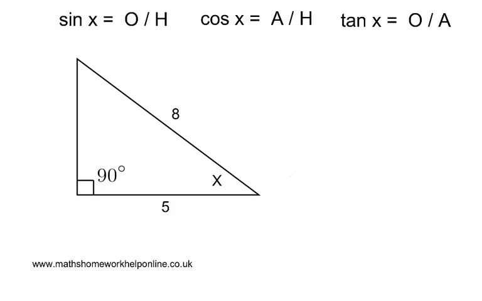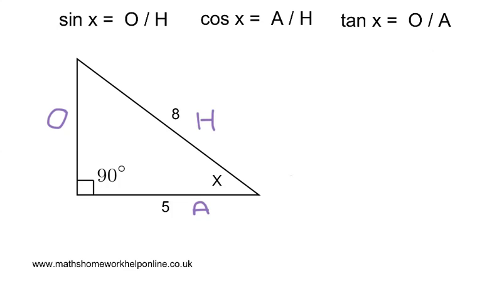Okay, let's have a look at the first example. So the first step is to label each side. The longest side, the side opposite the right angle, is always the hypotenuse. The length next to the angle is always the adjacent length, so there's A, and the length that is opposite the angle is O.